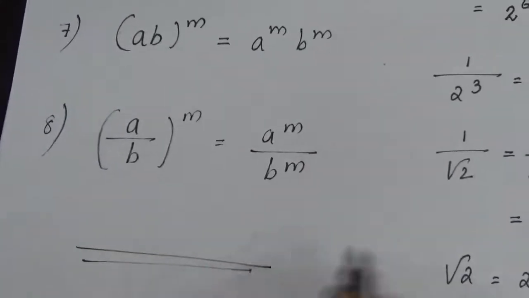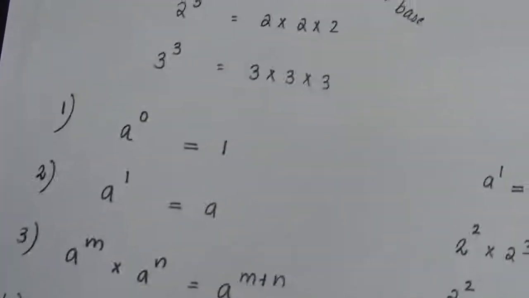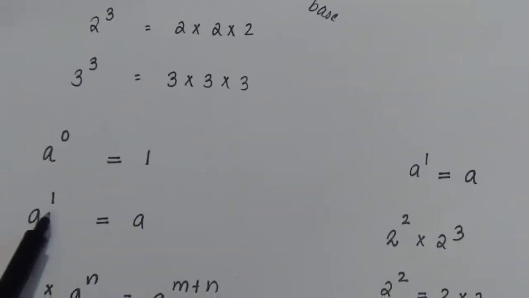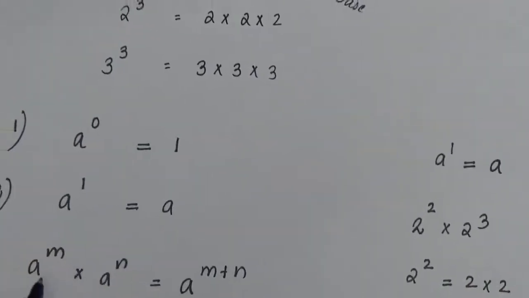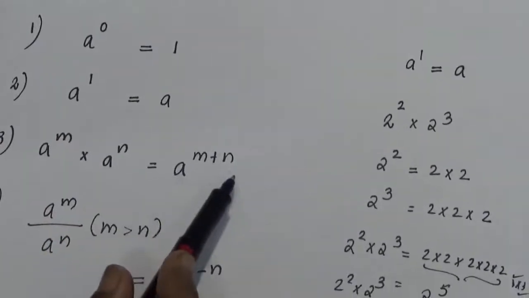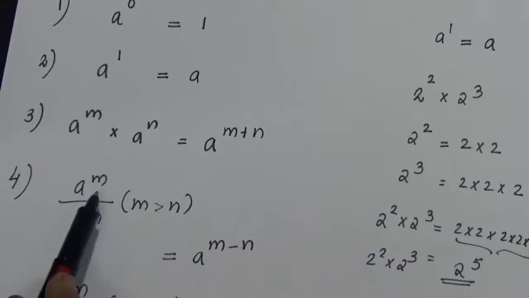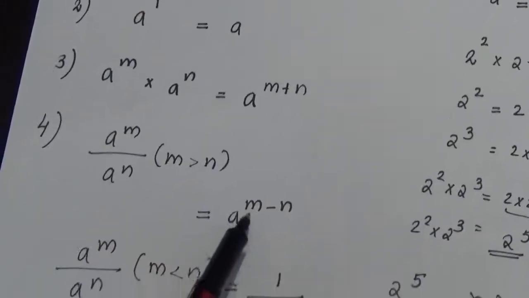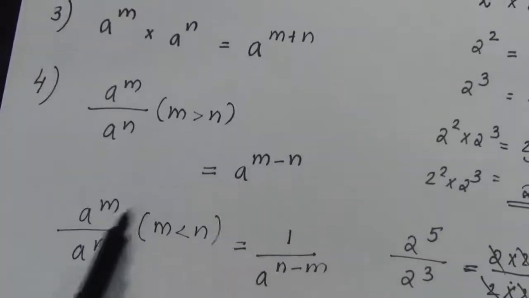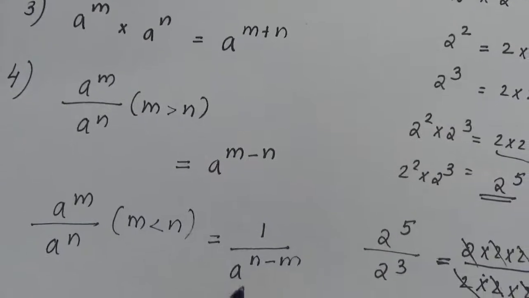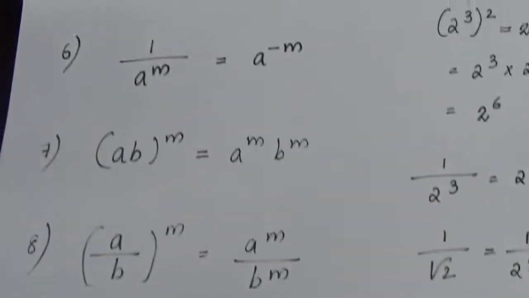Okay, so remember that one by one. First one is a raised to 0 is 1. Second is a raised to 1 is equal to a. Third is a raised to m into a raised to n, it is a raised to m plus n. Fourth one is a raised to m by a raised to n, if m is greater than n, it is a raised to m minus n. And a raised to m by a raised to n, if m is less than n, it is 1 by a raised to n minus m. And a raised to m all raised to n is a raised to mn.